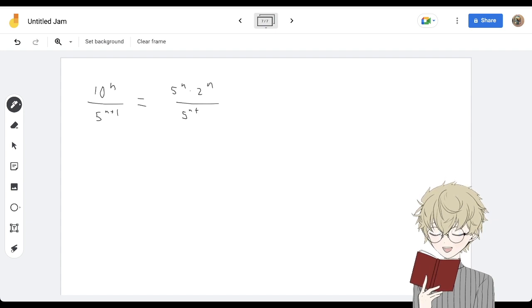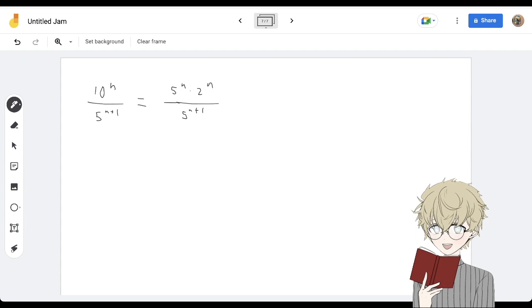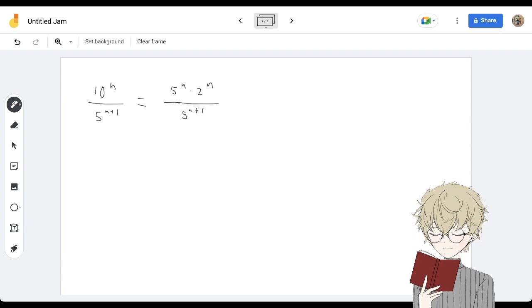Now what do we do next? Now we need to find a way to simplify this, right? So we need to find a way to make 5 to the power of n plus 1 into 5 to the power of n or 2 to the power of n. And I think it's a lot easier to do 5 to the power of n. I think it's the only way we can actually do it. How do we do that?